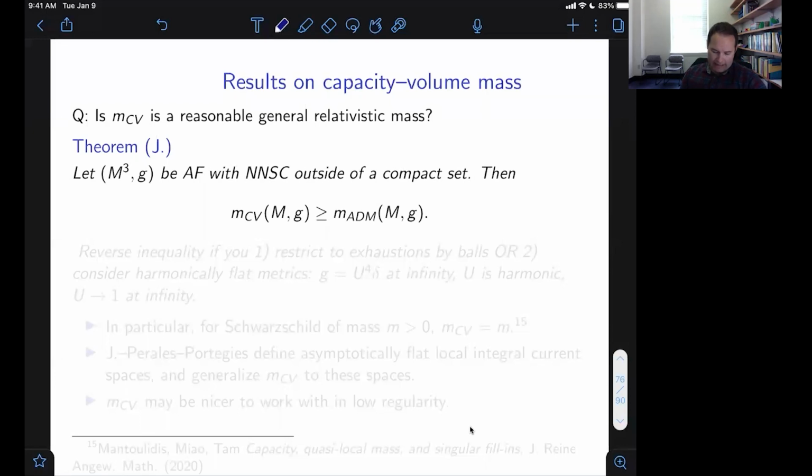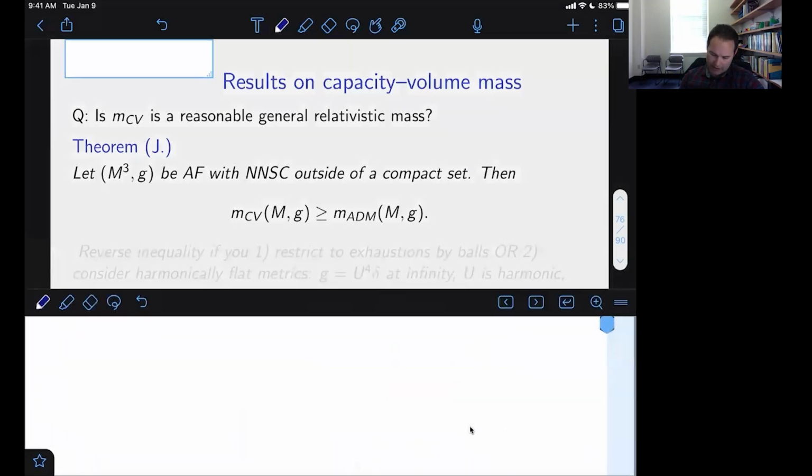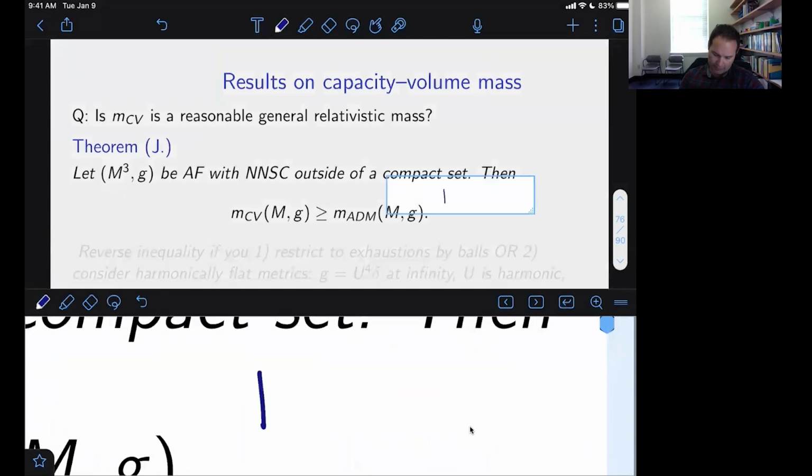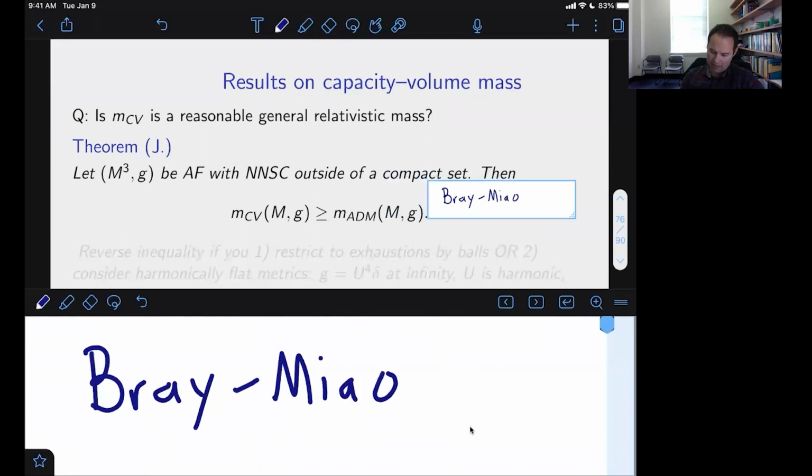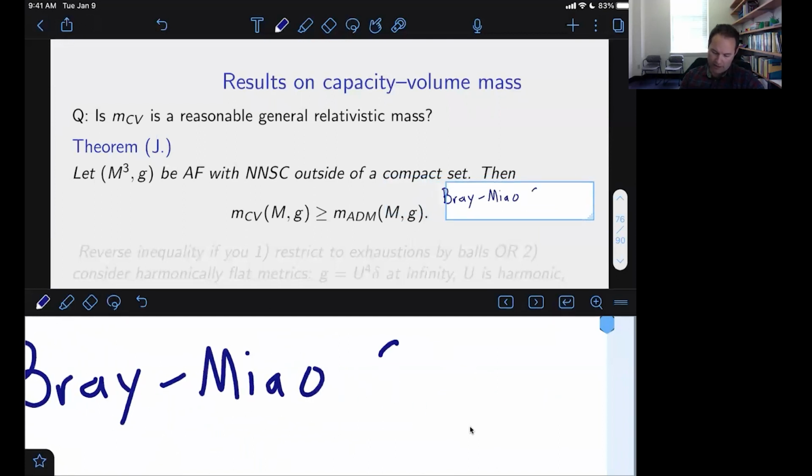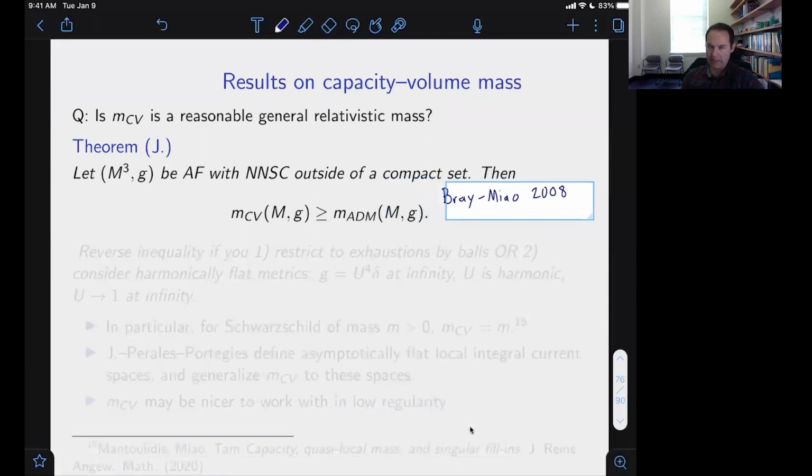On the one hand, you get an inequality. You just need non-negative scalar curvature outside of a compact subset. That tells you this capacity volume mass is at least as large as the ADM mass. That's the easier direction. I should mention that it uses a result of Ray and Miao that Pengzi might mention a little bit later from 2008 on estimating capacity using inverse mean curvature flow.